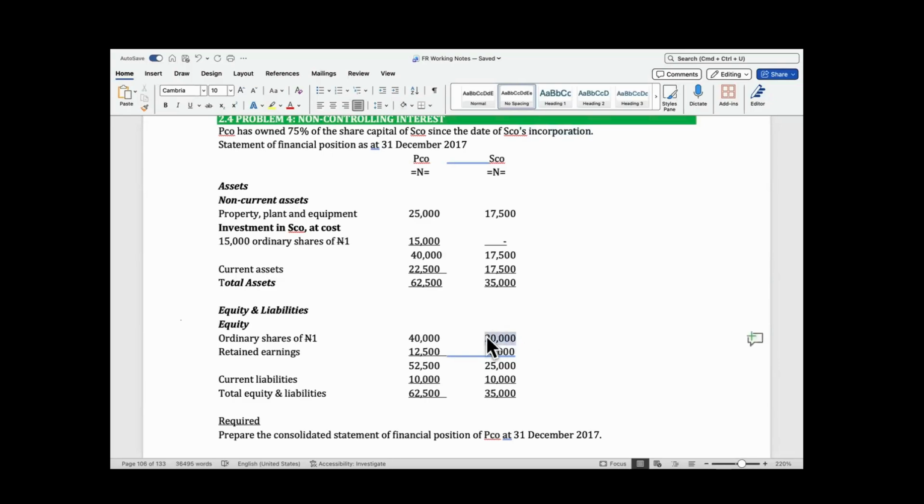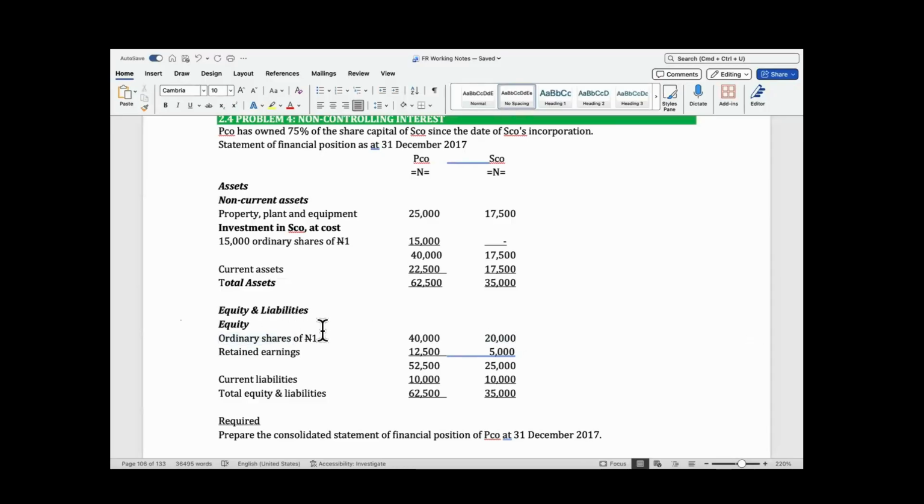since I did not acquire everything, I only acquired just 75%. Can somebody do 75% of 20,000? 15,000. Okay, good. So 15 will cancel out against 15. So the remaining 5 will be consolidated.